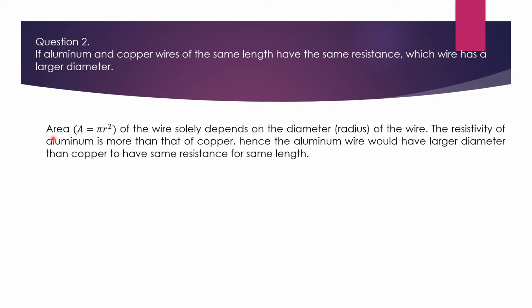That means area A is equal to pi r square of the wire, which solely depends on the diameter or radius of the wire. The resistivity of aluminum is more than that of copper, and the aluminum wire would have a larger diameter than copper to have the same resistance for the same length.